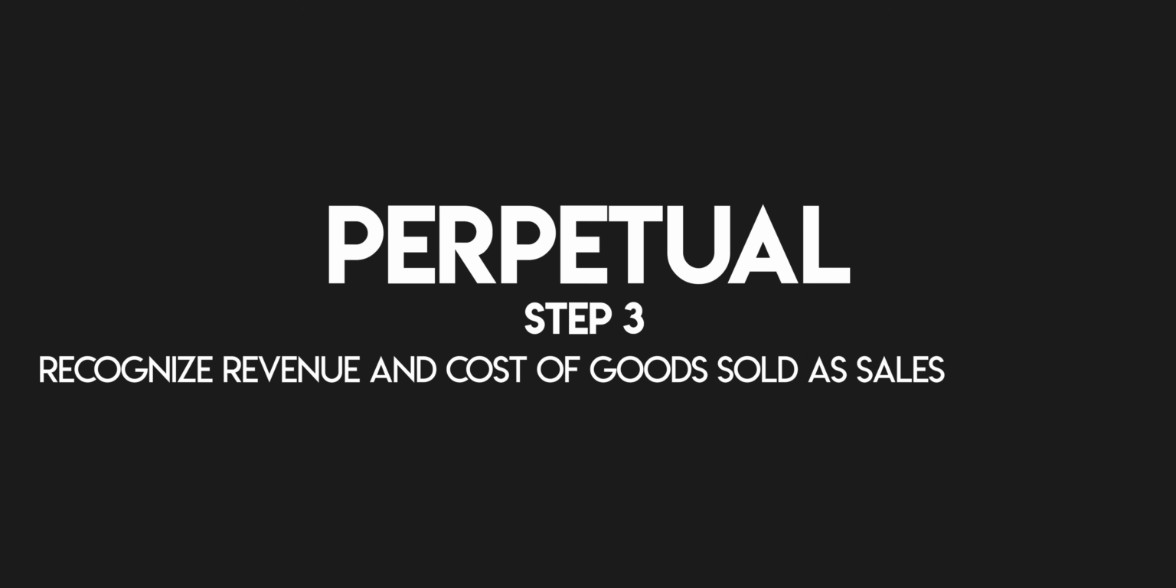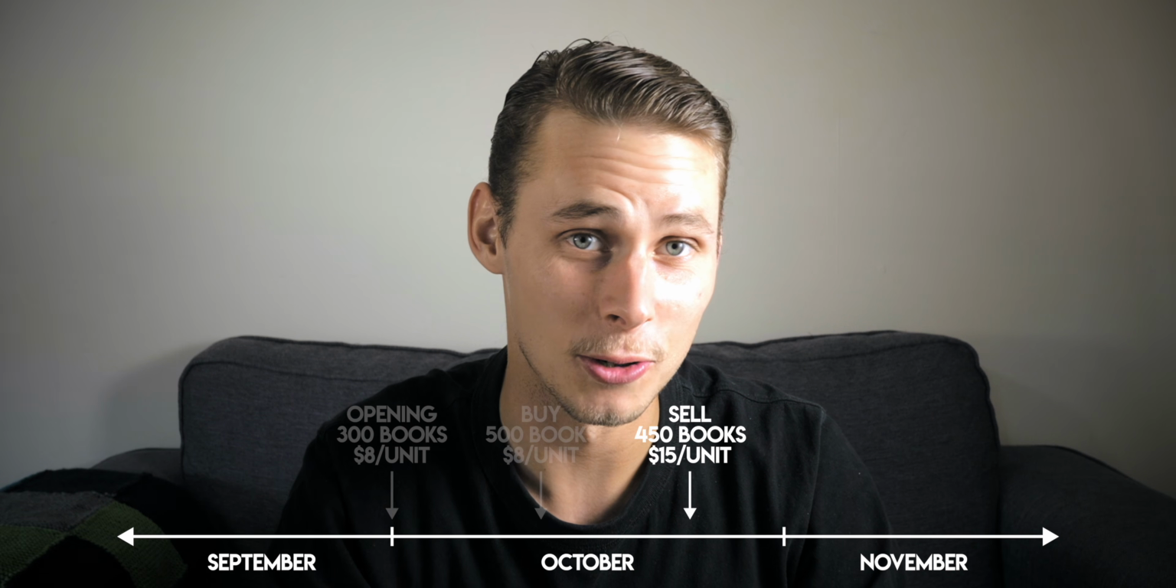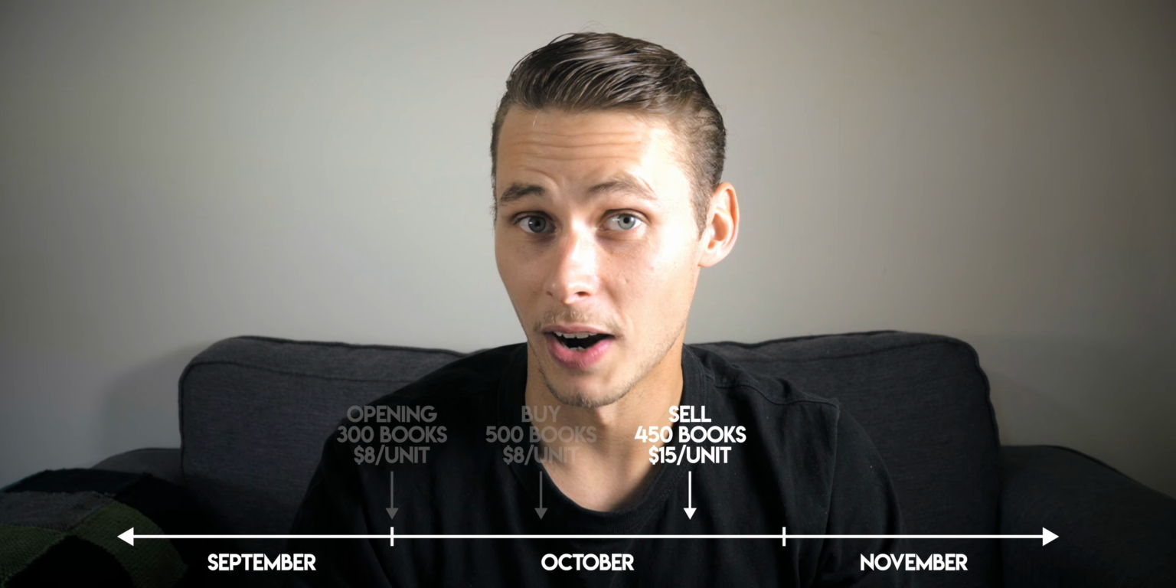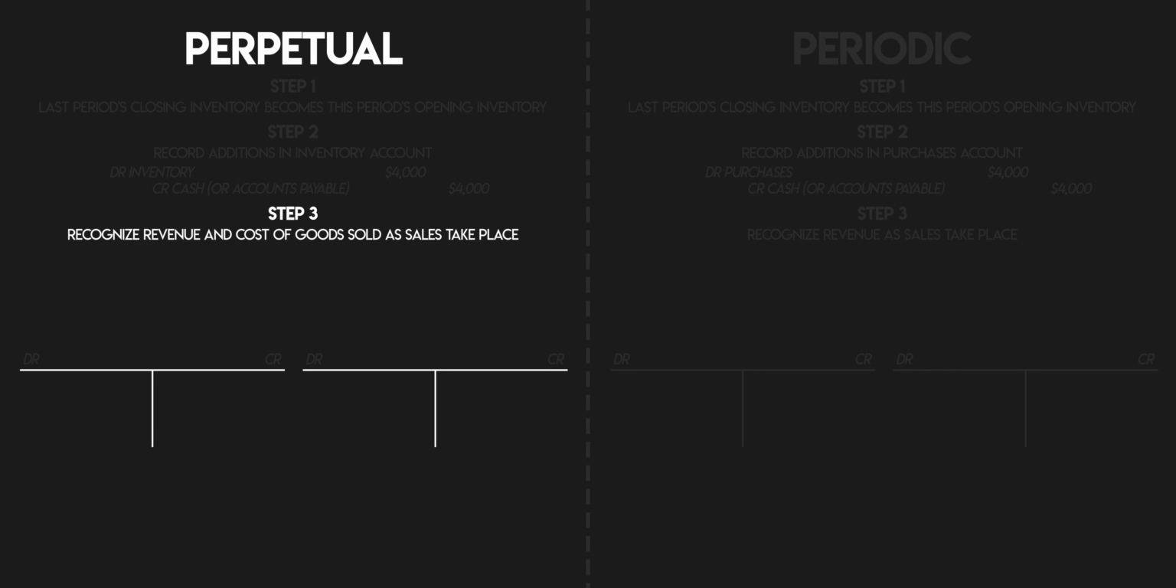Under the perpetual system, this is where you recognize revenue and record cost of goods sold as sales take place. But in the periodic system, you only recognize your revenue as sales take place. You might remember from my last video that selling inventory triggers 2 journal entries. You recognize revenue in your income statement and you release cost of goods sold from your balance sheet to your income statement. Under the perpetual system, you'd record this by crediting your revenue account and debiting your cash account or accounts receivable. But how much revenue should you recognize?